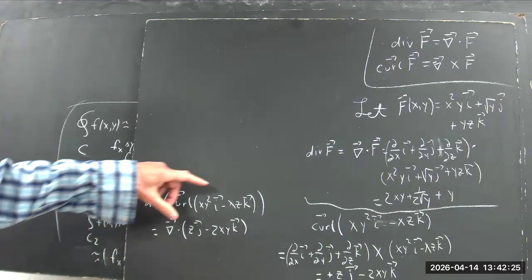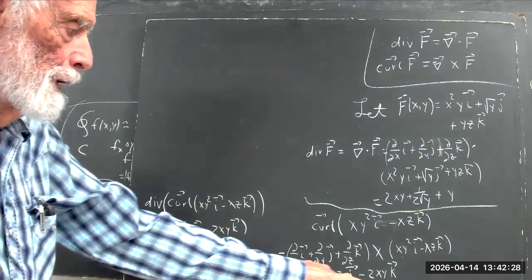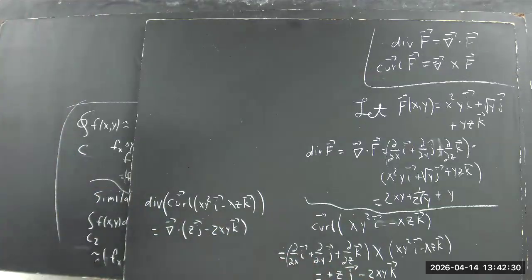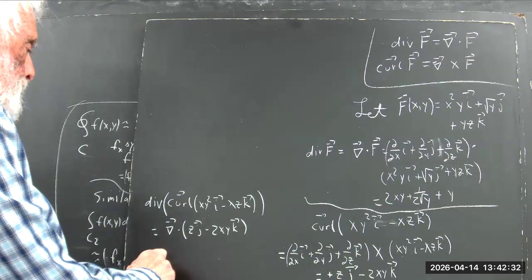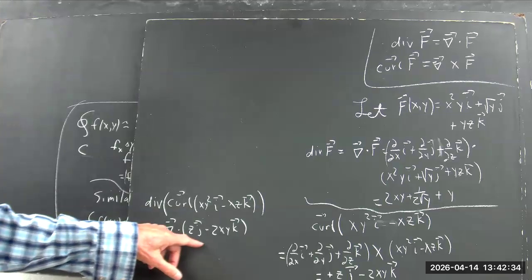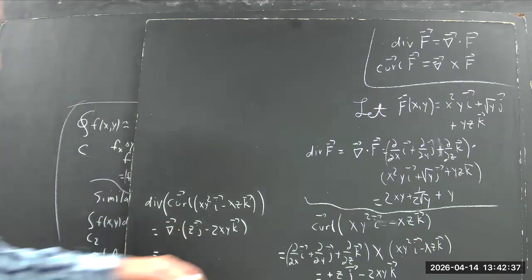Okay. The divergence of the curl, well, the curl is zj minus 2xy k. So what's del dot zj minus 2xy k? Work that out.